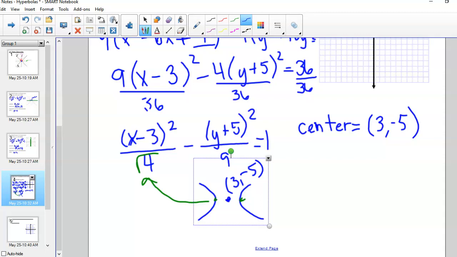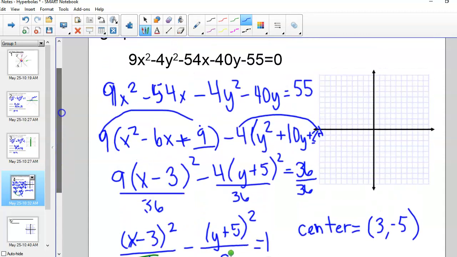So if we go back up here to the graph, the actual graph, if we put the center here at 3, -5, that's right here, sorry for the bad graphing, then you go to the left 2 and to the right 2 for that. Now, a lot of things about this graph could be much more specific.